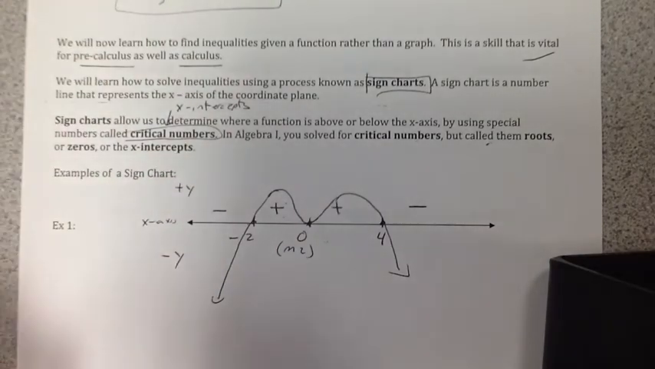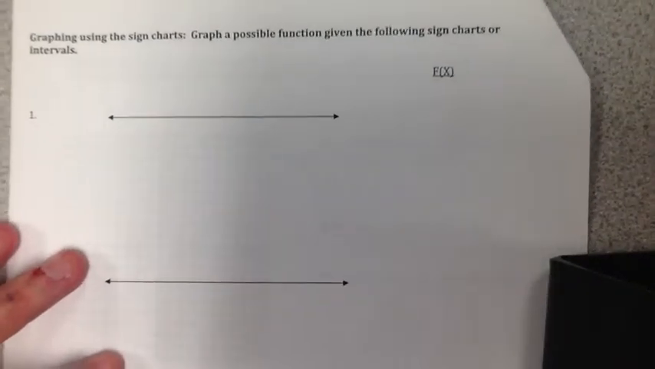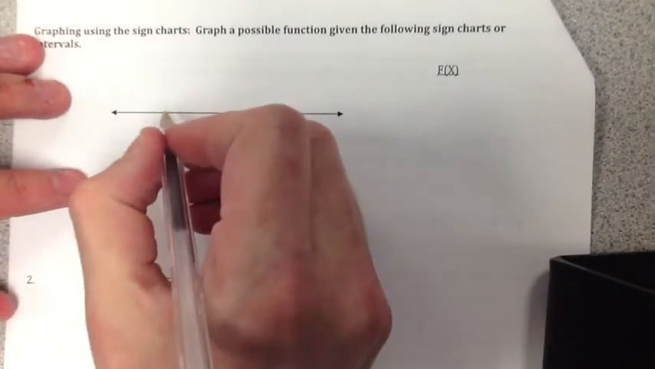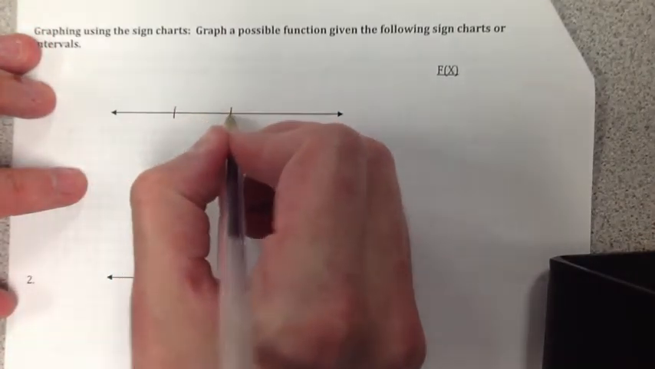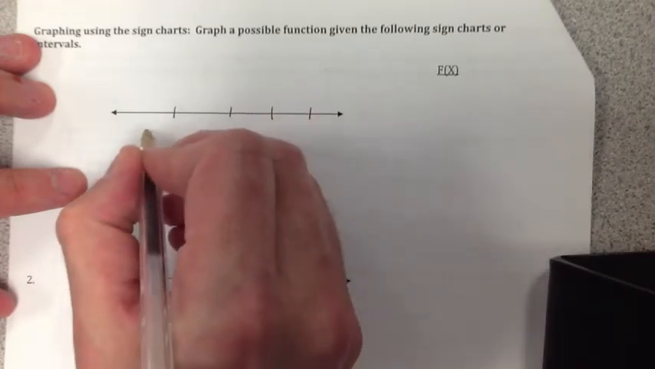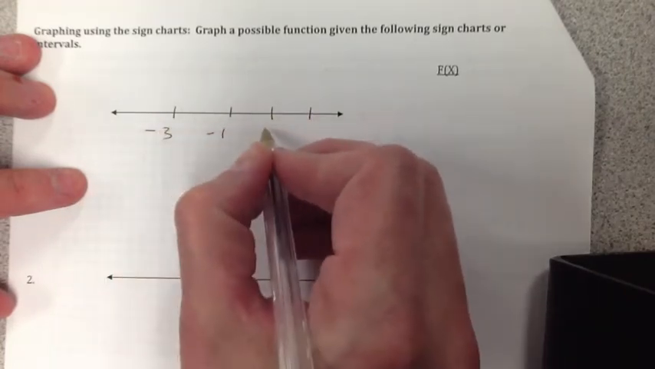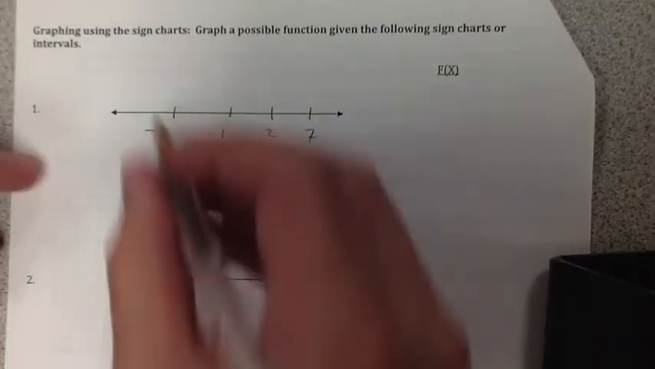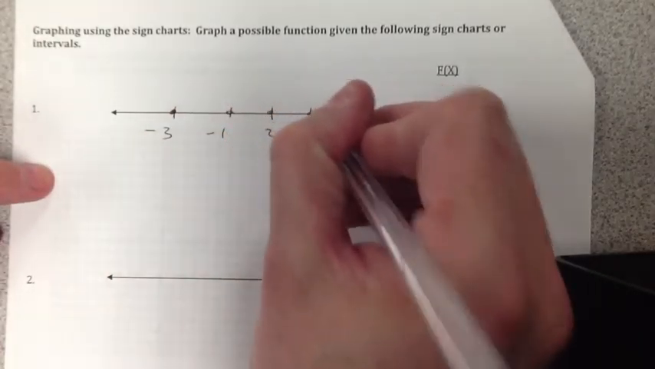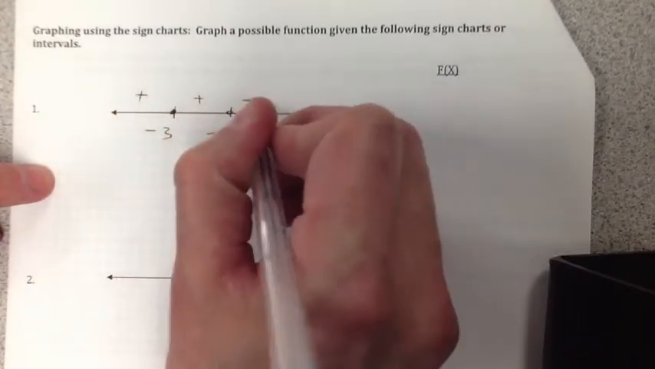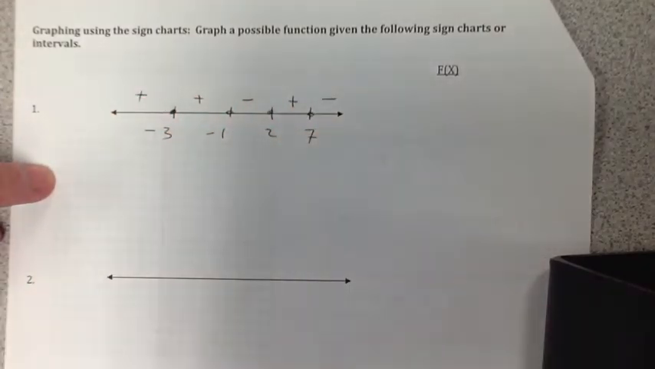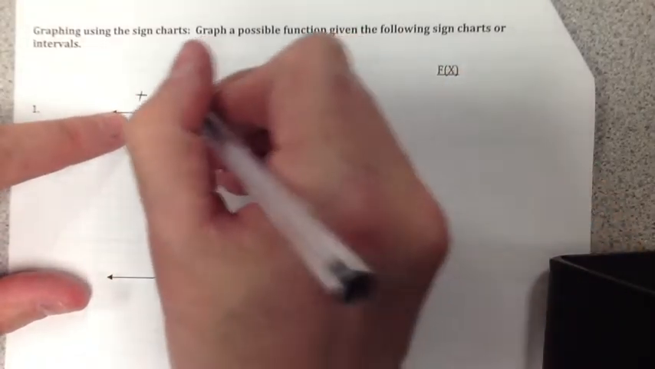So let's take a look at another one like this. If I want to graph using sign charts, so my function may be over here, and we're just going to give maybe a couple of them. Let's go across this time at -3, -1, 2, and 7. It doesn't really matter. And let's say here, let's give the signs: positive, positive, negative, positive, negative. What would this graph look like? Well, it's positive, so it's going to go up.